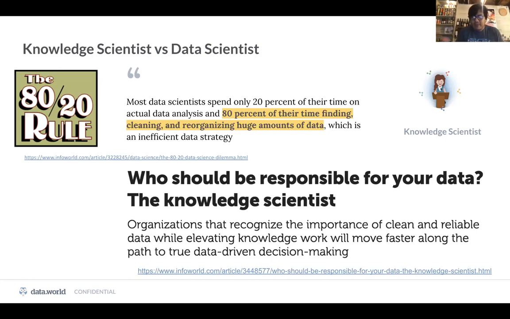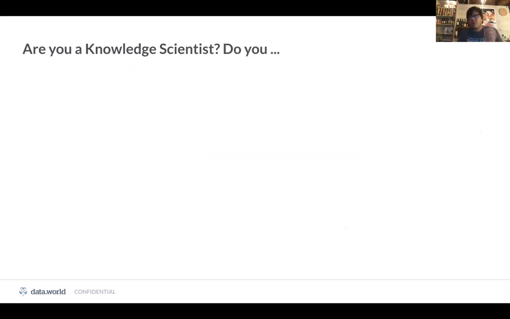And I'm going to come up with hypotheses and say, I think it could either mean this or this. I don't know. Let's go find data to support it, and let's see how I can find evidence to support which one is the right definition. So I think knowledge scientists are the ones who are going to be responsible for this type of work. So how would you know if you're a knowledge scientist?